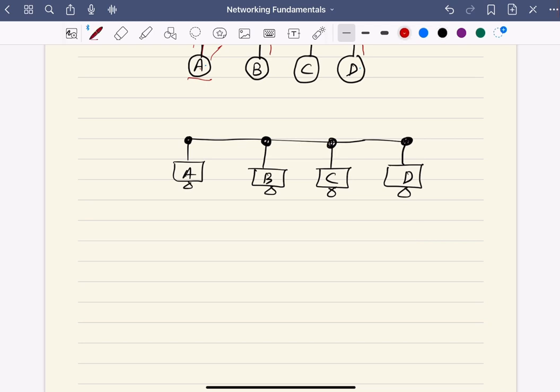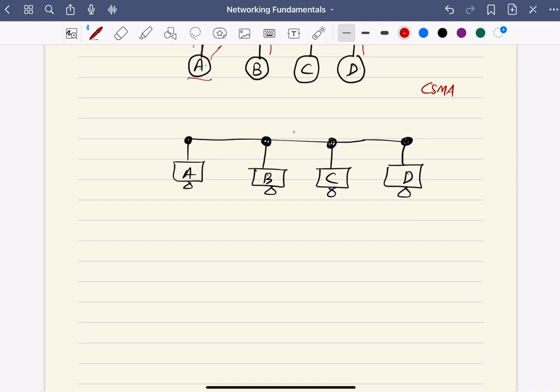The idea is that if A wants to send the data to D, they cannot directly send the signal. Let's say A sends the data to D, and D also in the meanwhile sends the data. So what's going to happen? There would be a collision. We don't want this collision. So how can we avoid this? In order to avoid this, we came up with the idea of CSMA, carrier sense multiple access. How is it going to work?